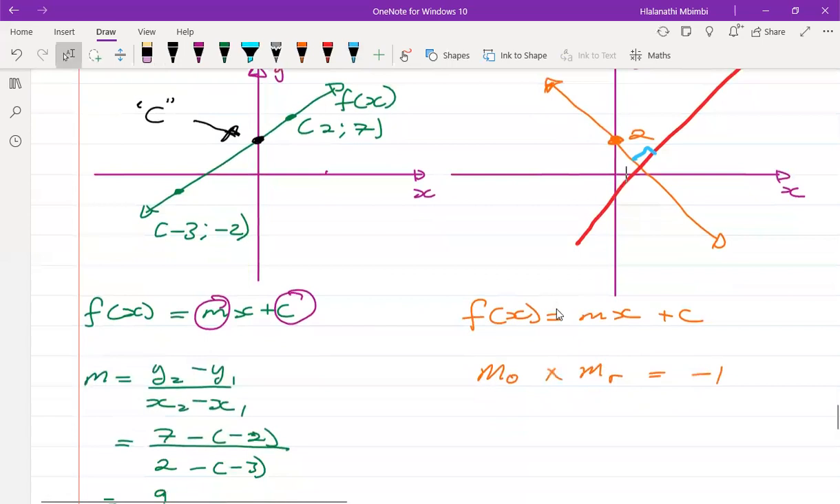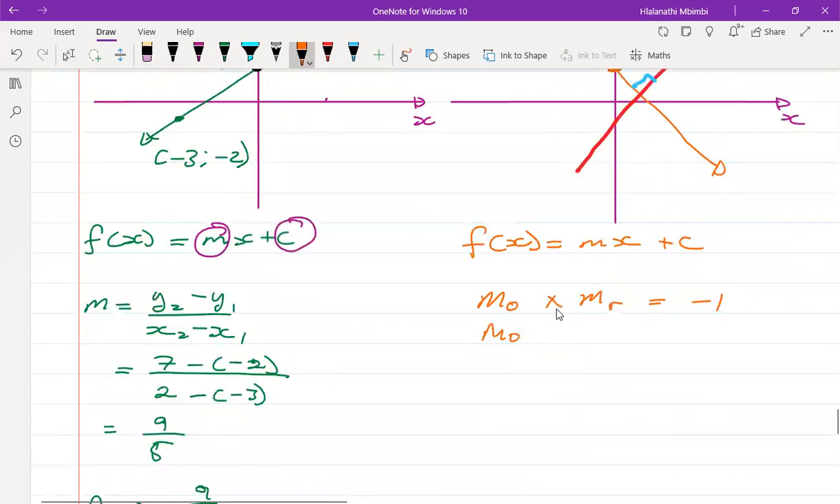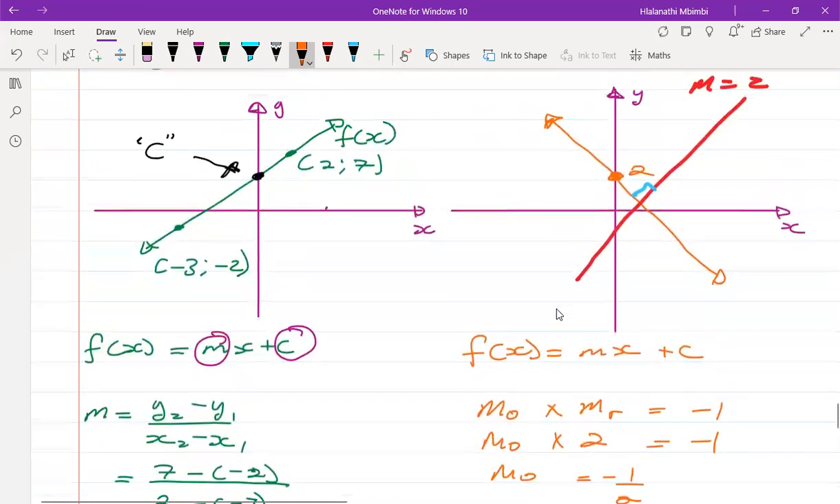If you are looking for m orange and you are given m red, you get -1. You can divide both sides by 2, so m orange would be -1 over 2. We're getting a negative gradient and we have the right shape for a negative gradient. So we can say f of x is equal to -1 over 2 x plus c.